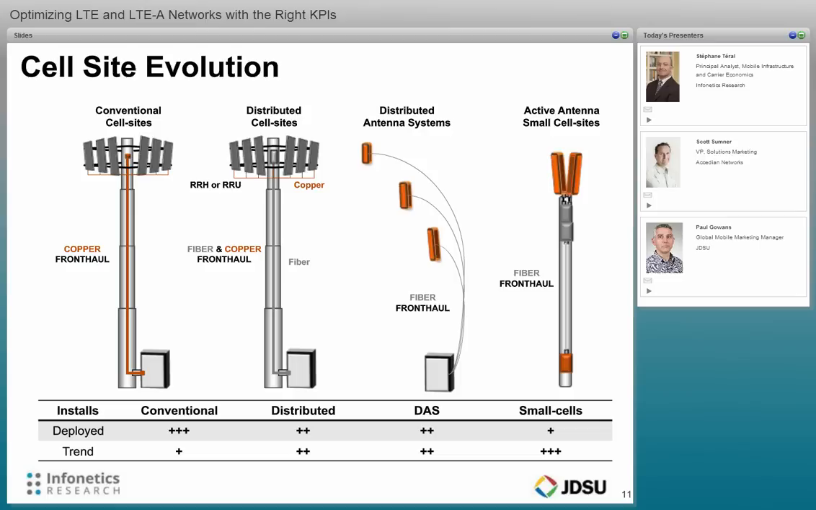And just to show how cell sites are moving, we're going from what is typically a conventional cell site with copper front haul, very traditional, to much more of a distributed cell site environment, fiber much more endemic here, distributed antenna systems, small cell environments, with active antennas. And of course, as things evolve, typically what happens is that an operator has all these types of cell sites all going on at the same time, and of course while LTE is evolving.